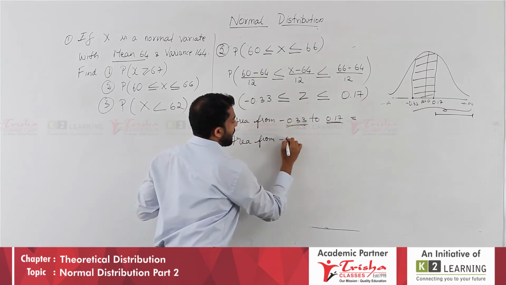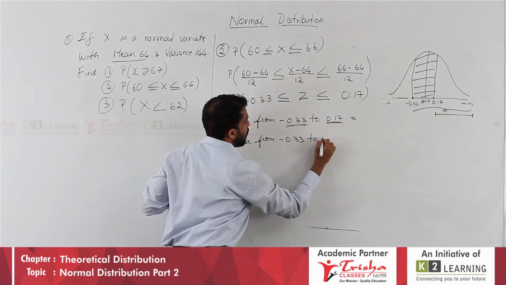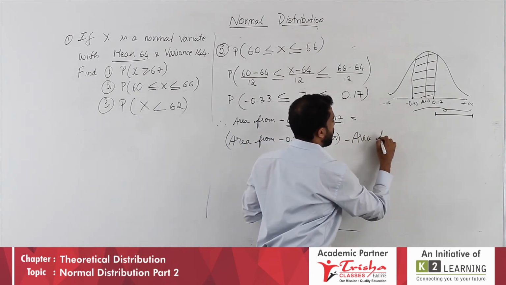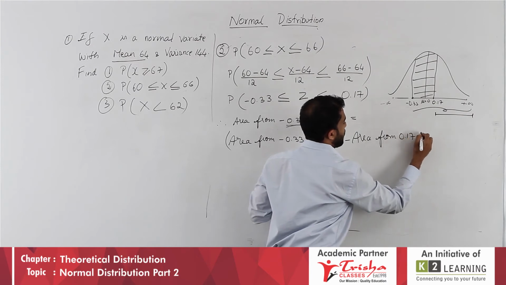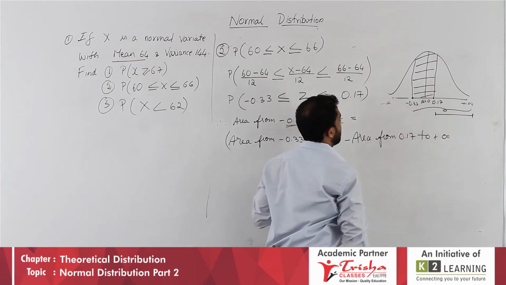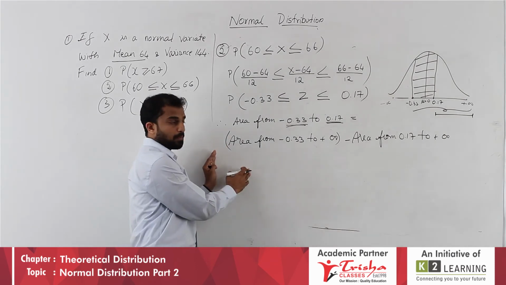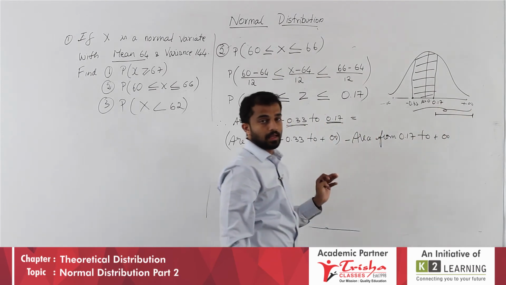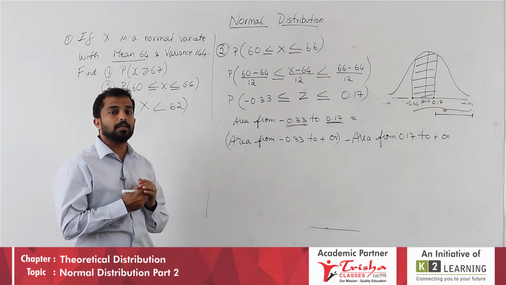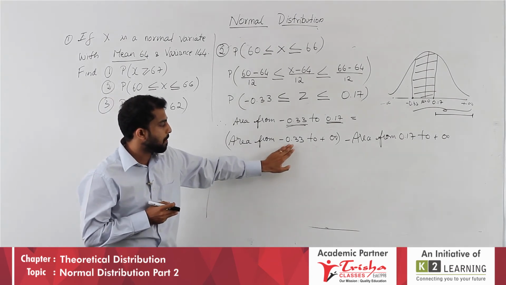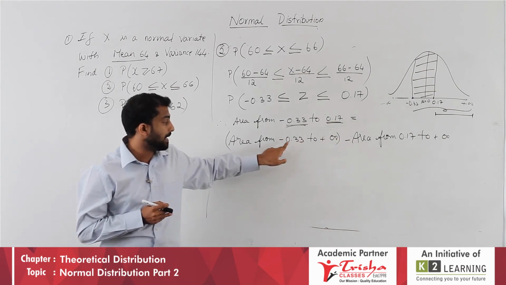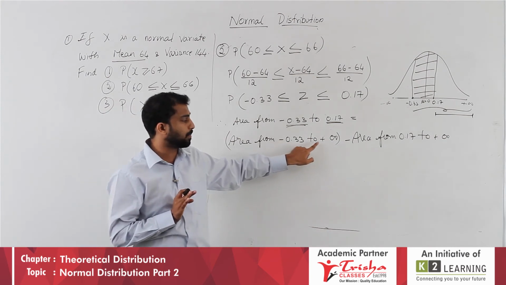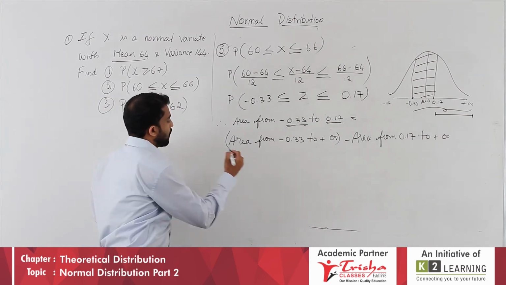That means to find this area, it is nothing but the area from minus 0.33 to plus infinity minus the area from 0.17 to plus infinity. Quickly look into your standard normal distribution tables, the Z tables, and see minus 0.33 to plus infinity. Be careful, see the minus 0.33 area, do not see the plus values. It's minus 0.33 to plus infinity. How much is it?